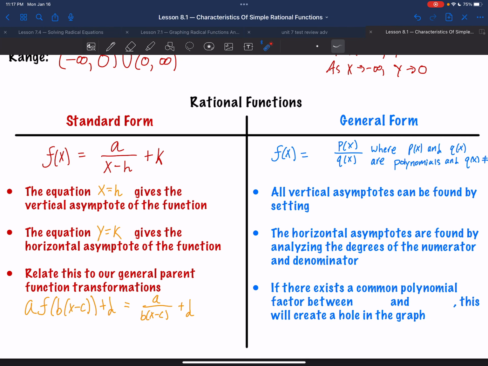A is still your stretch factor, and think of a for your reflections, of course. If a is negative, we're going to have a vertical reflection. Incidentally, for simple rational functions, like the ones that look like this, because they don't all look like that, a horizontal flip or a vertical flip creates kind of the same image. So it's not a big deal specifying the difference.